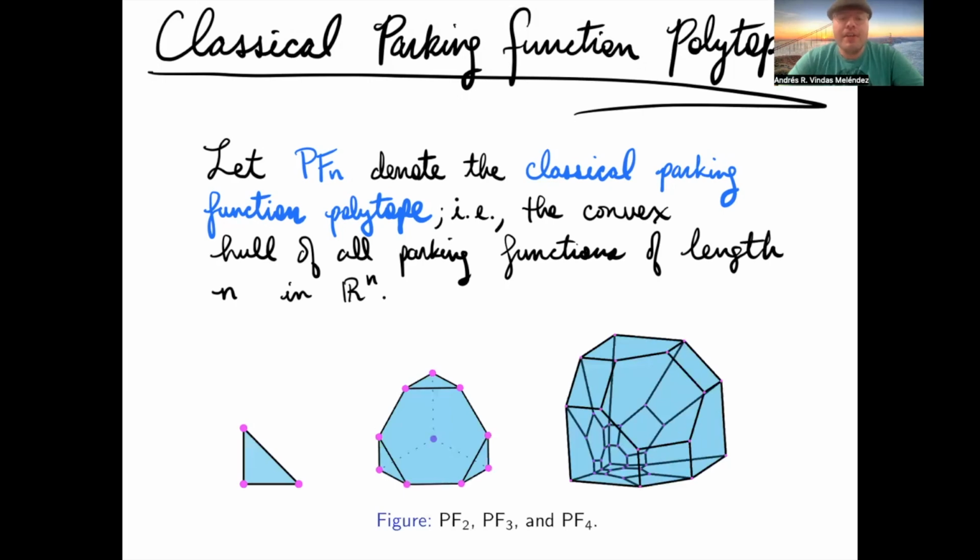And so here are the parking functions for n equals 2, 3, and 4. So we saw earlier that for n equals 2, we have 3 parking functions. And if we plot them as points in R2, we should get this triangle. Similarly, this is the shape that we get for PF3. And here is a 4-dimensional parking function polytope projected into 3 space. And so this is a representation. We call it a Schlegel diagram. Okay.